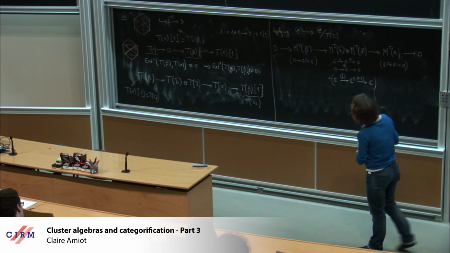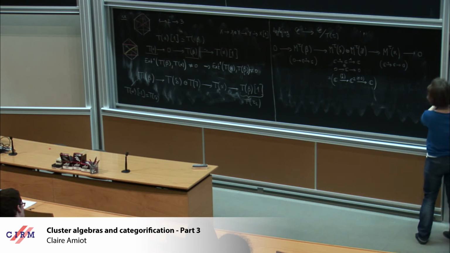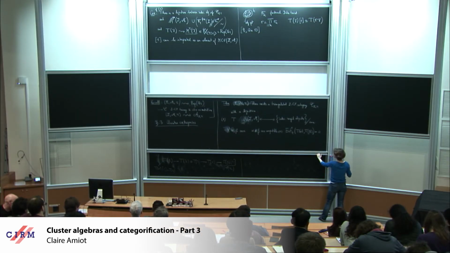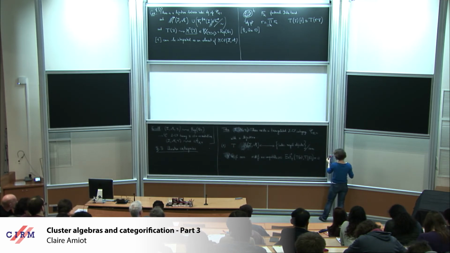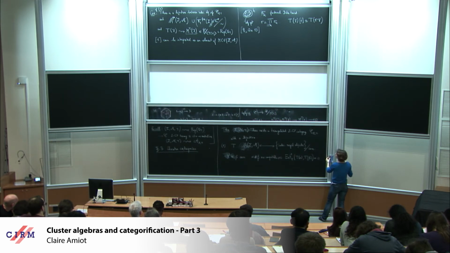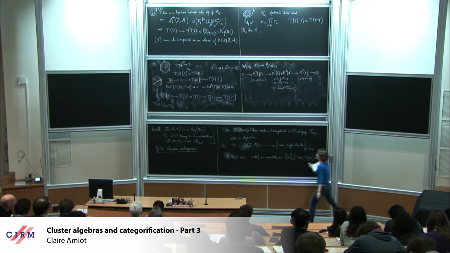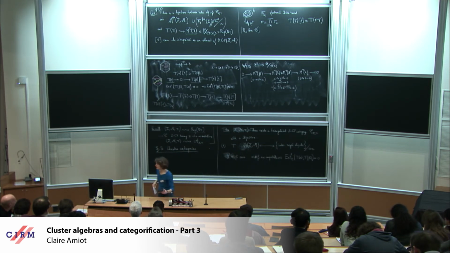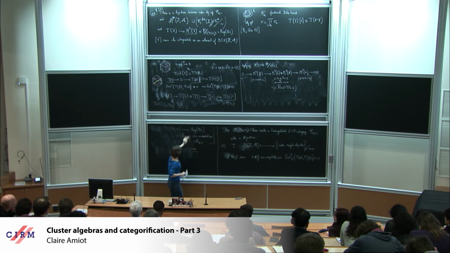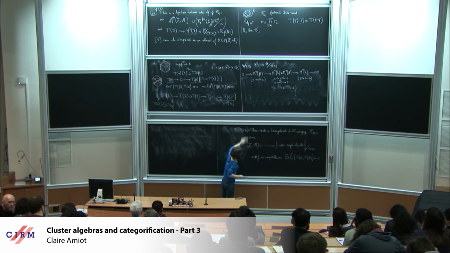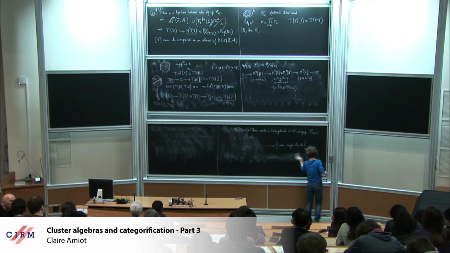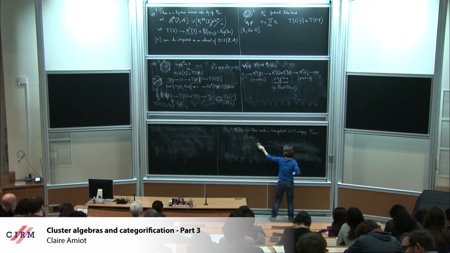Yeah, so now I will directly, so here somehow we have a category in which the combinatorics of the triangulation of the surface is encoded. But we don't have yet a direct link between the category and the cluster algebra. Okay, this for the moment is just a category in which you have all the combinatorics of flips inside. So now I will explain you that in fact you have more.